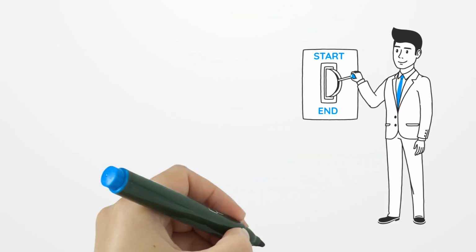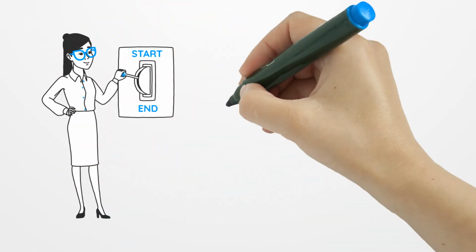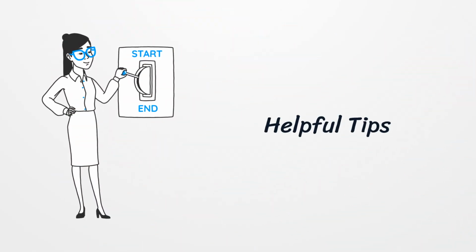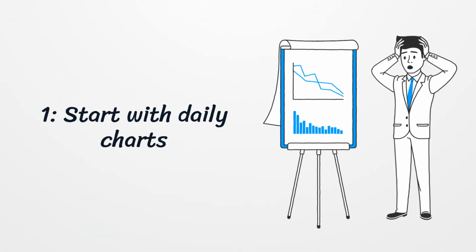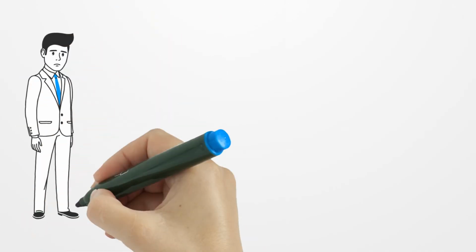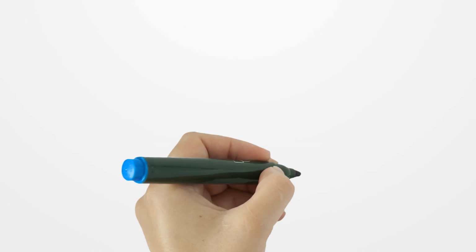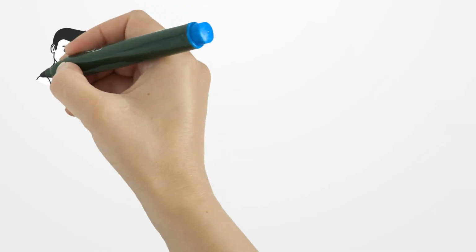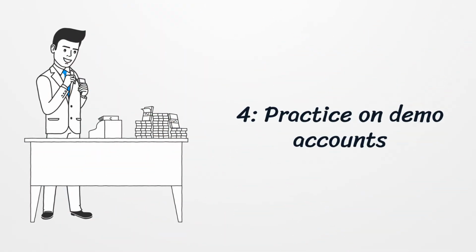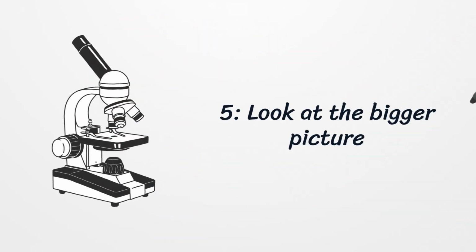Tips for beginners. All right, let's wrap up with a few helpful tips if you're just starting out. 1. Start with daily charts. They're easier to follow. 2. Don't overcomplicate. Stick to basics like support, resistance, and moving averages. 3. Avoid emotional decisions. Use the chart to guide you, not hype or panic. 4. Practice on demo accounts. Some apps let you simulate trades without real money. 5. Zoom out. Don't get caught up in short-term noise. Look at the bigger picture.